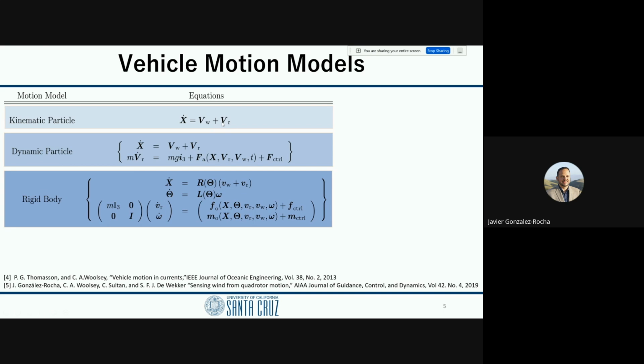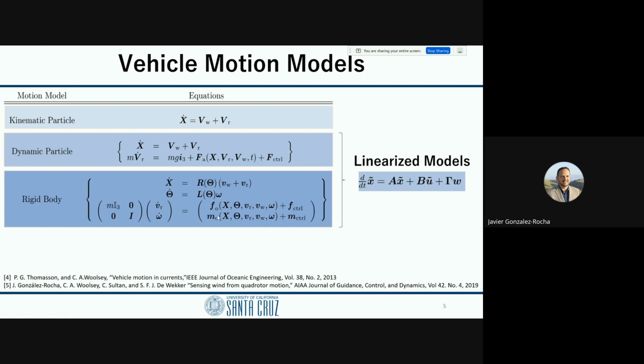The next model is the dynamic particle model. Here the inertial velocity is the sum of the wind and the air relative velocity. And then in the dynamics, we have the effect of the wind contributing as an aerodynamic force. So in this model, we are now considering masses and forces. And then in the more complex, or sophisticated, model, the rigid body, we're accounting for both translational and rotational dynamics, both in the kinematics and in the dynamics.